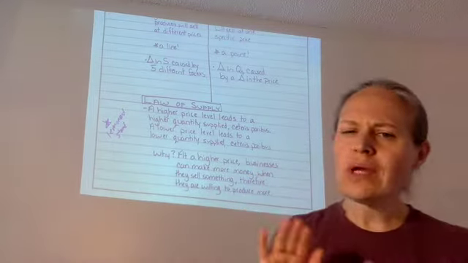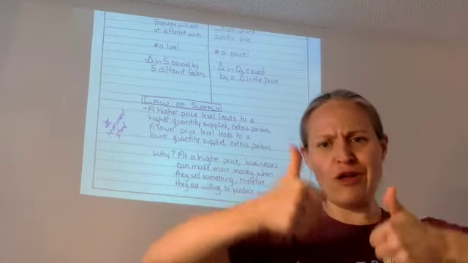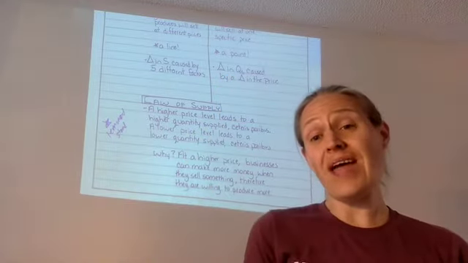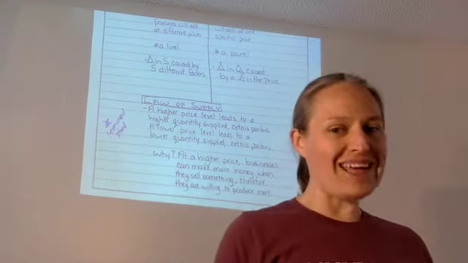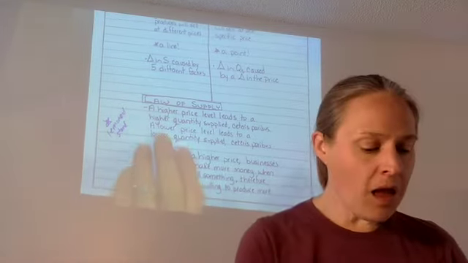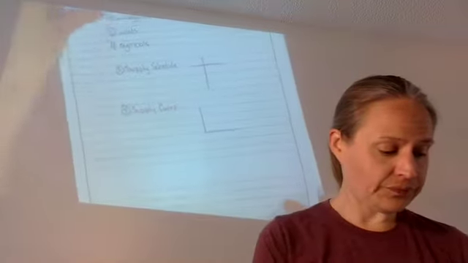Okay, so you can memorize the law of supply. Price up, quantity supplied up. Price down, quantity supplied down. You can memorize that, and that's okay. Or you can understand it. And what helps me understand it is going back to that lemonade stand example. All right, so let's go to page 2.